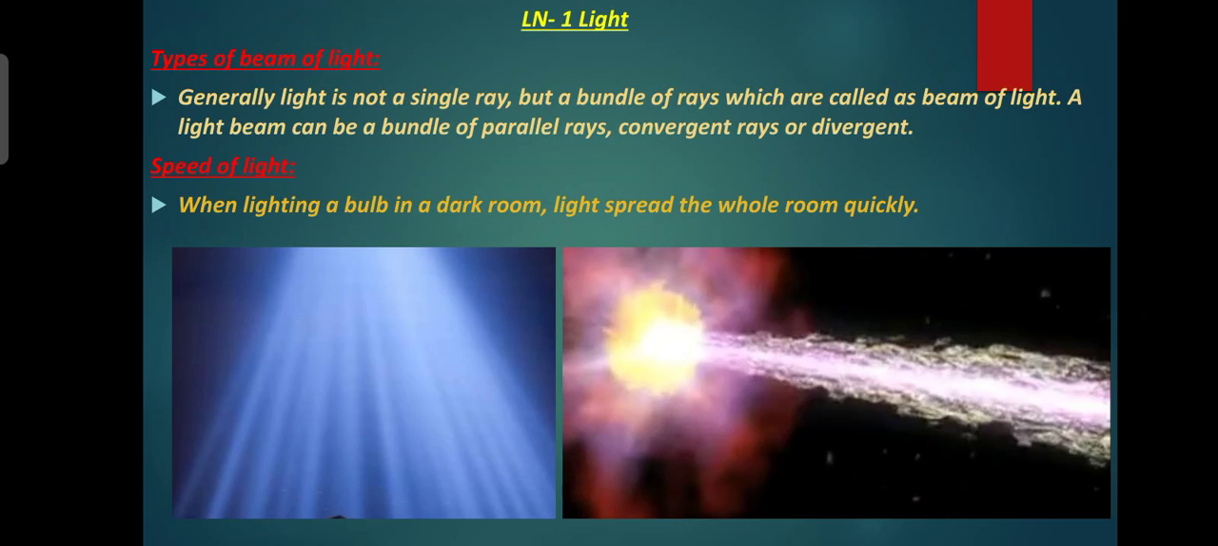Now we are going to discuss the speed of light. When lighting a bulb in a dark room, light spreads through the whole room quickly. This is because light travels very fast. Light travels 3 lakh km per second in air or vacuum. In theory, nothing can travel faster than light.